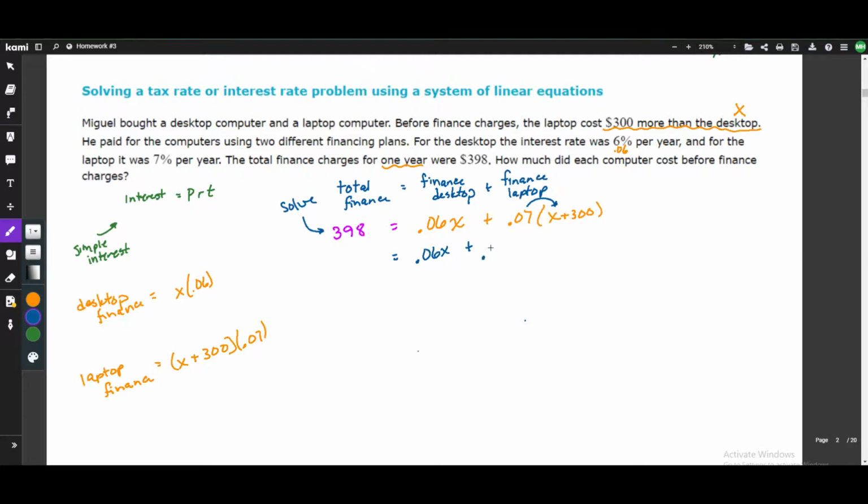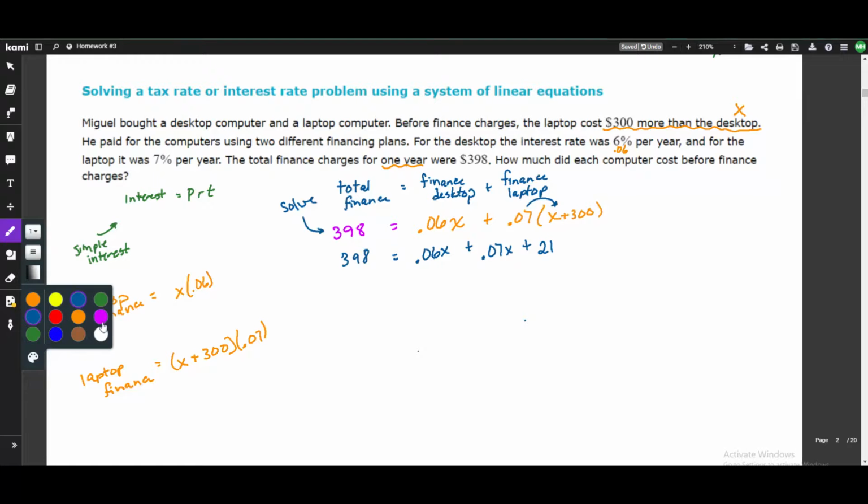So I got 0.07x plus, when I'm multiplying numbers like powers of 10 or multiples of 10, and decimals, I do know that for every decimal spot that I'm multiplying by, I can get rid of a 0 when I'm canceling that. So this is really going to be the same. 0.07 times 300 is the same thing as 7 times 3, which is going to be my 21. And that still equals the 398.